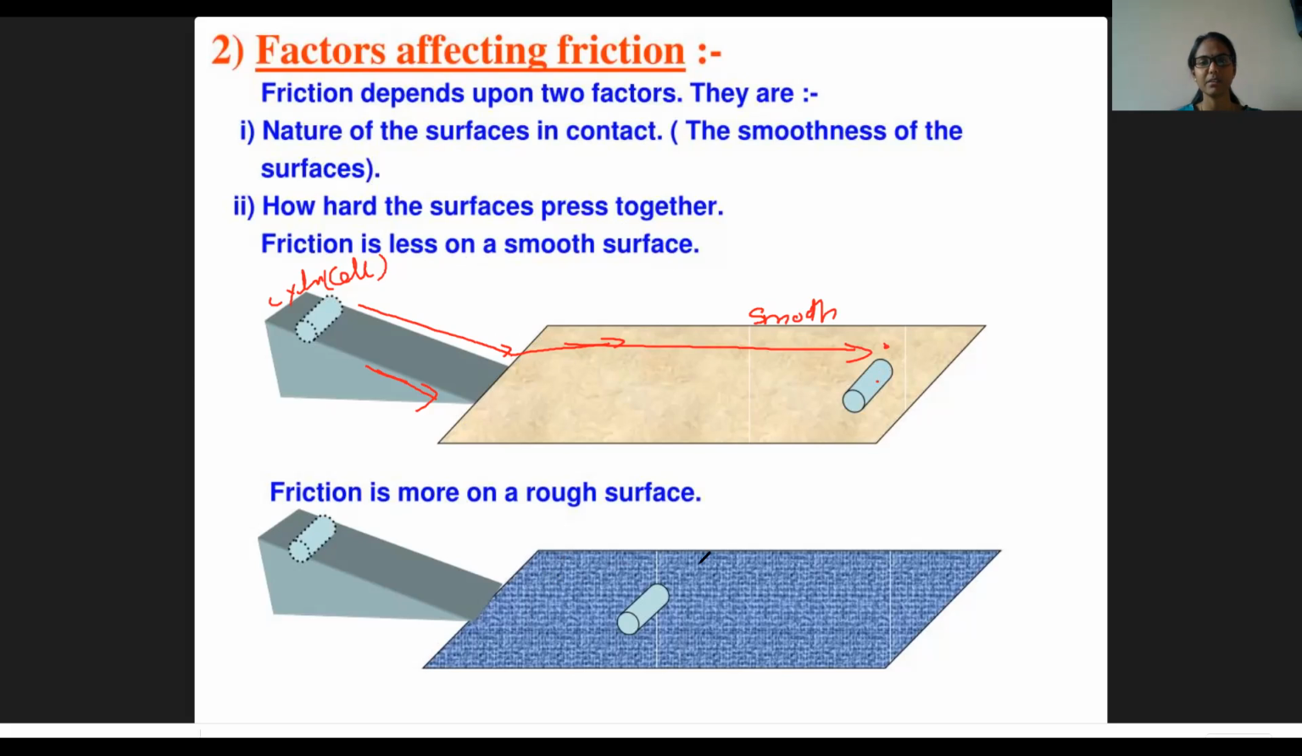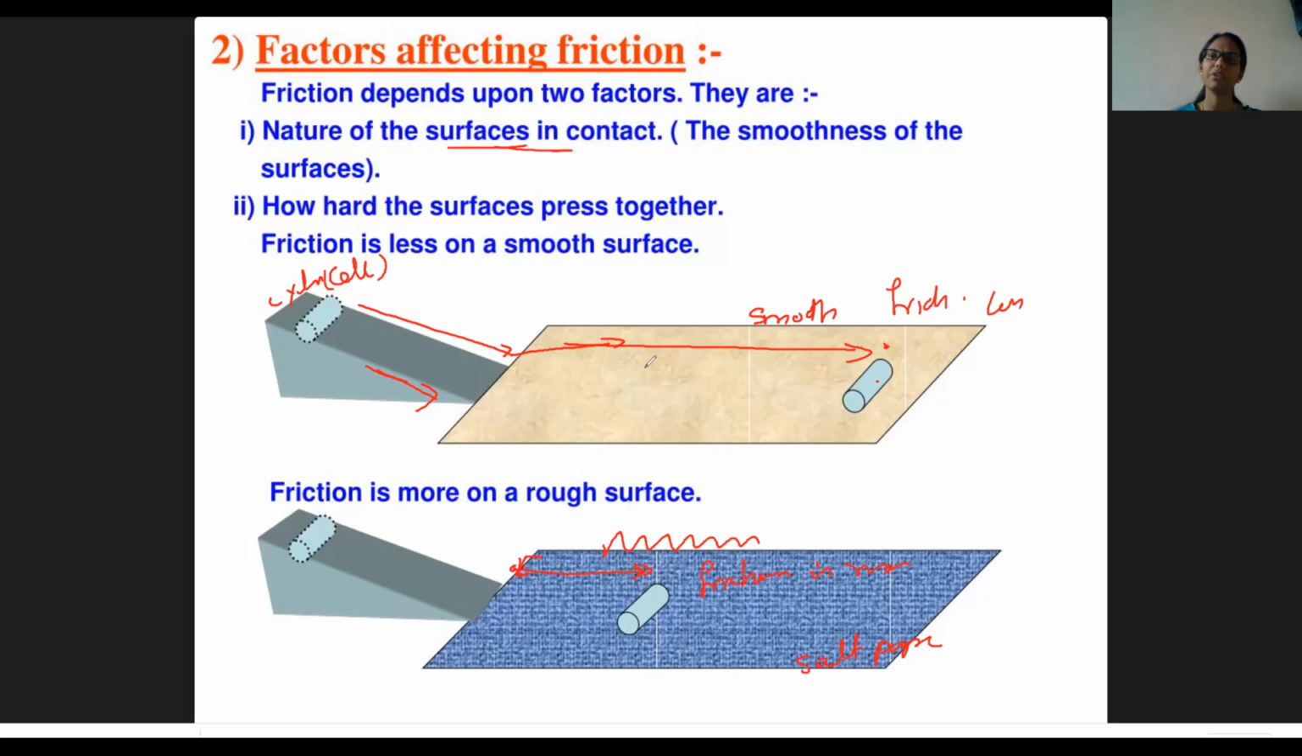In the second condition, we have taken some sand paper. Imagine a sand paper or some rough carpet. What happened? It will come with the same force, but the distance covered from here to here is less. You observe here, the distance covered is half of this. That means if a rough surface has more irregularities, friction is more. If the surface is smooth, then friction is less. That means it will depend upon the nature of the surface in contact.